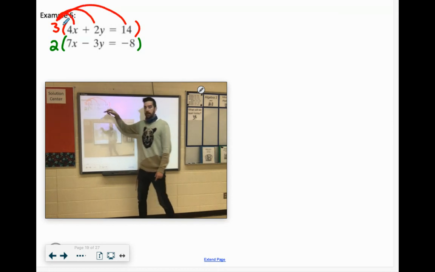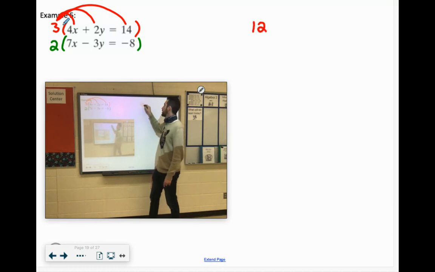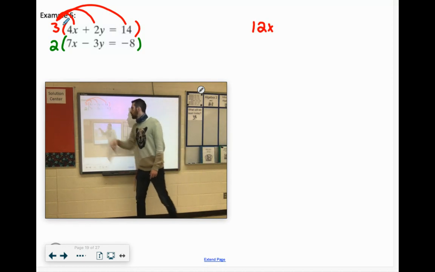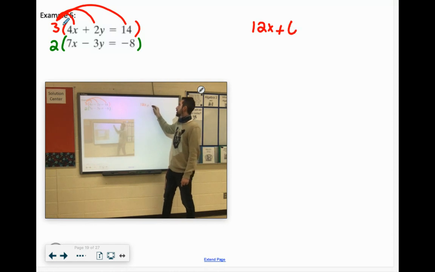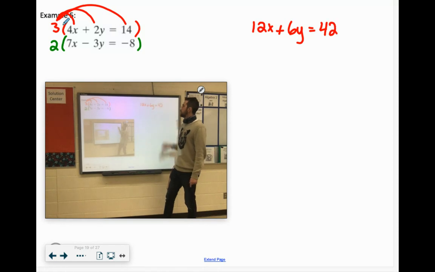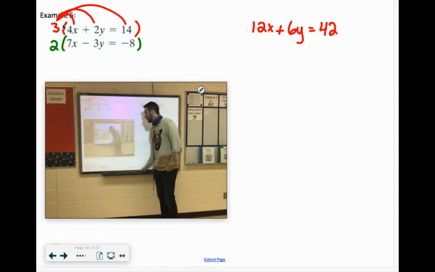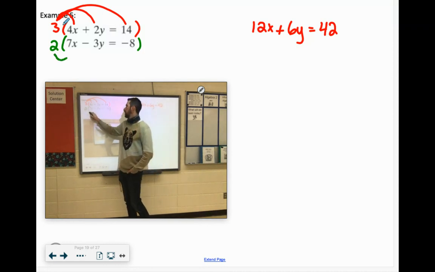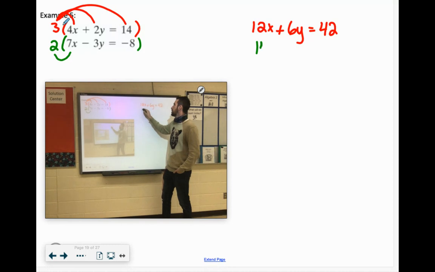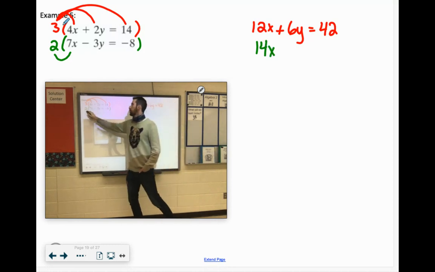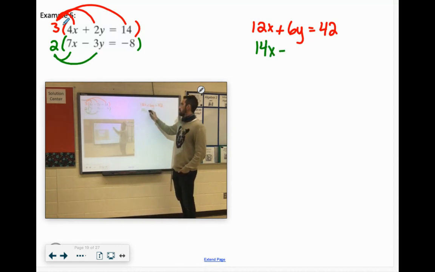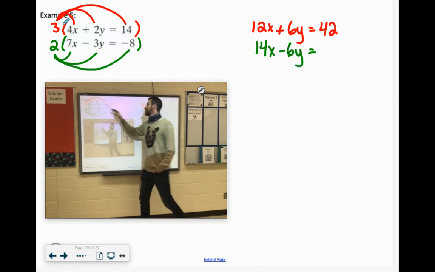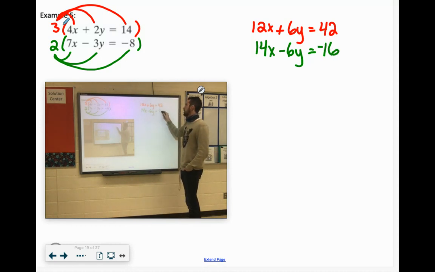3 times 4x is 12x. 3 times 2y is 6y. And 3 times 14 is 42. And the second equation, remember we chose 2 because that'll get us that 6y. 2 times 7x is 14x. 2 times negative 3y is negative 6y. And then 2 times negative 8 would give us negative 16.